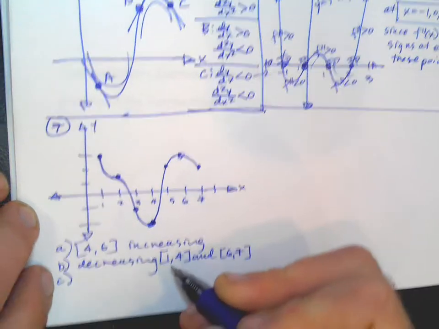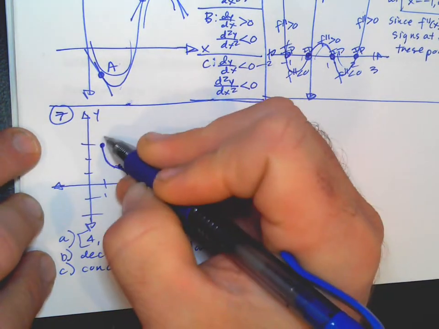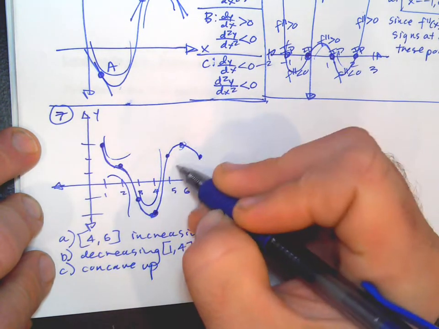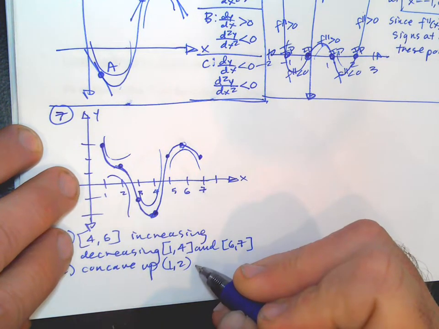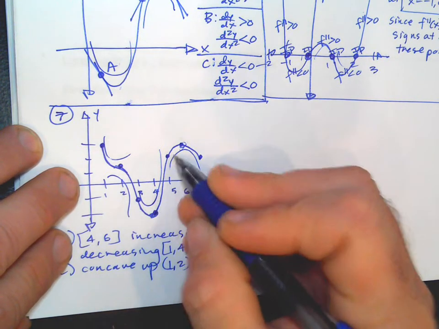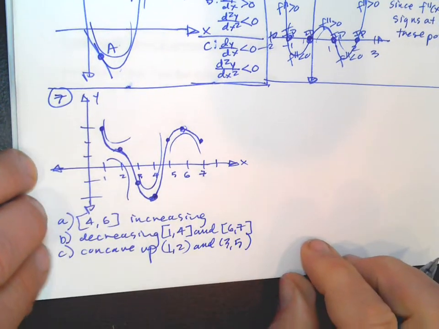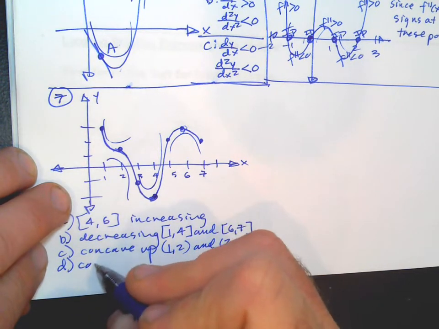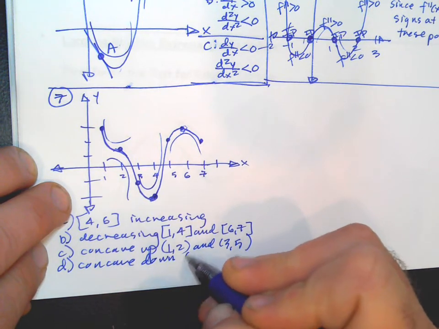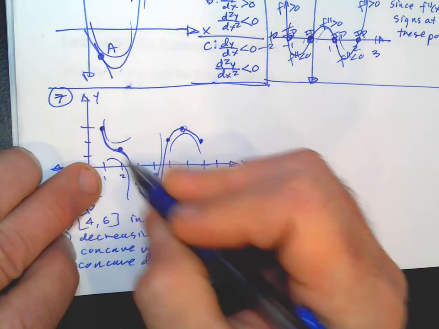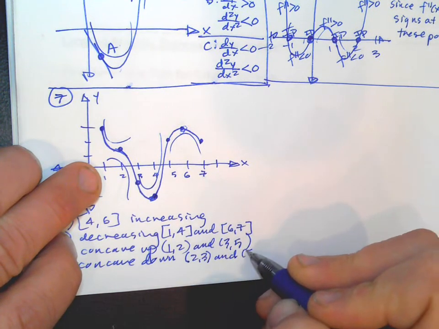And C, where is it concave up? Well, it's concave up here, and then it's concave down, and then it's up here, and it's down. So it's up from 1 to 2, in parentheses, and 3 to 5. D is concave down. And so concave down is 2 to 3 and 5 to 7.